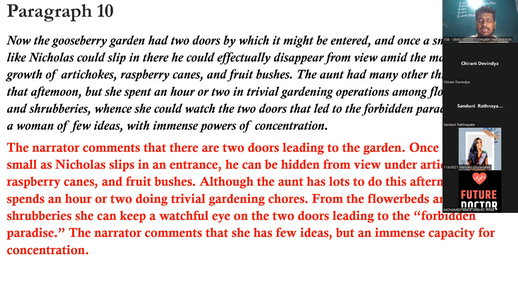Aunt wanted Nicholas to enter the Gooseberry Garden. Make sure to understand this, my dear children. Then she can go there and capture Nicholas, and she can give her punishment. Now at the breakfast table, aunt did not have any evidence to punish Nicholas. So as a result of that, she shut up and waited. She didn't have any evidence.